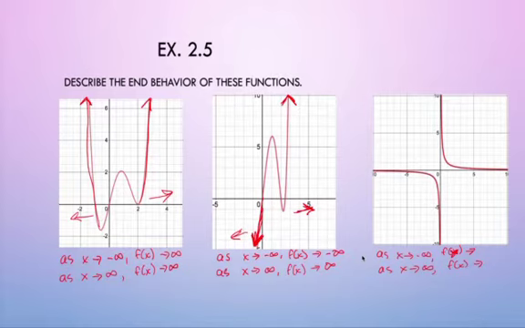This function, as x approaches negative infinity, is not going to infinity. It's not going up or going down. It's flattening out. It approaches 0. And same thing on the right-hand side. The function isn't going up or going down. It's flattening out. So this, we'd say f of x approaches 0. So that is a horizontal asymptote.